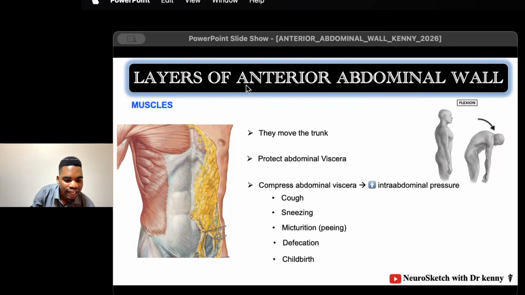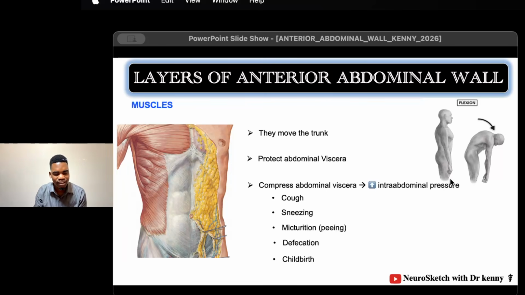But also, because they are layers of the anterior abdominal wall, one of the functions of layers is to protect. So they have the protective function. And what do they protect? They protect the abdominal viscera. And lastly, these muscles tense the abdomen. They are compressing the abdomen, and they are compressing the abdominal viscera. By compressing the abdominal viscera, they are increasing intra-abdominal pressure.